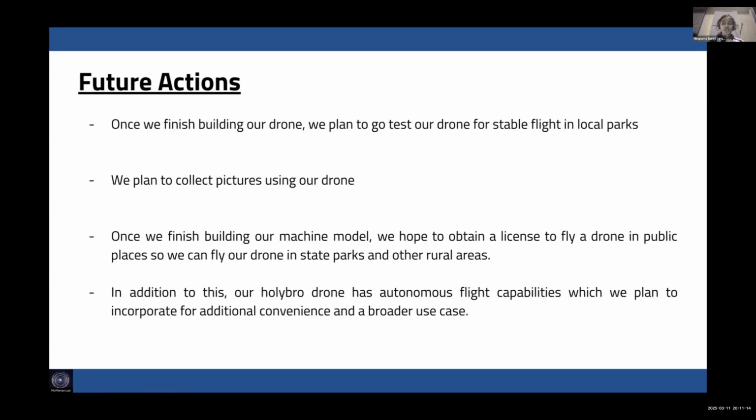In addition to this, our drone does have autonomous capabilities, which we plan to incorporate for additional convenience in a broader use case. I'm going to talk a little bit about this really quickly. The way we plan to do this is we'll pick one power line and create a model that focuses on that one line and has the drone just follow it throughout. That's how we plan to keep it autonomous.